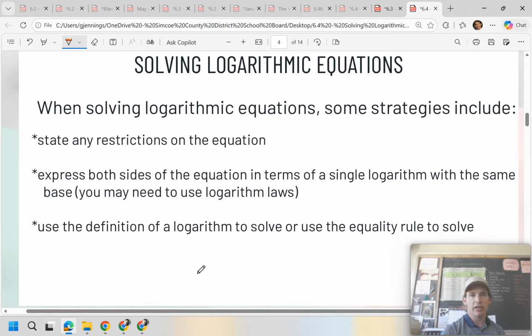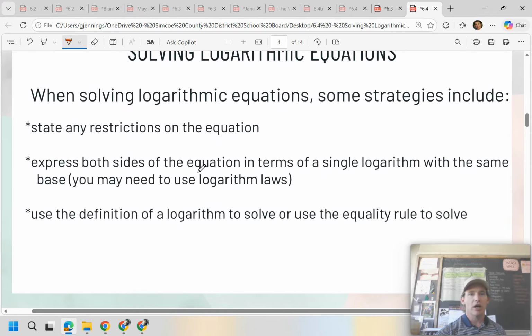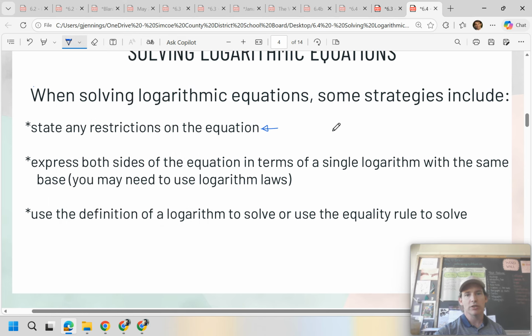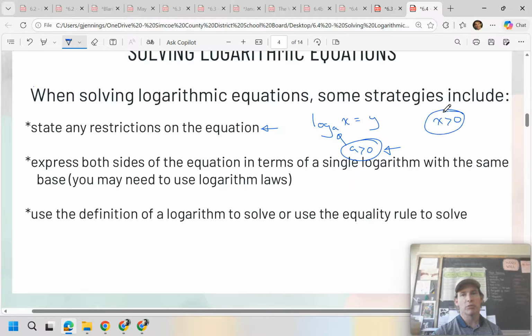So when we're solving logarithmic equations, our strategy is that we want to start by stating the restrictions, okay? So the restrictions on our logarithms: if we have log base a of x equals y, then y can be whatever it wants. We can have anything in the exponent, but x is strictly greater than 0, and the base of our logarithm is also greater than 0. We won't see this one come into play very much in our working, but this one is going to show up a lot. You're going to use this a lot.